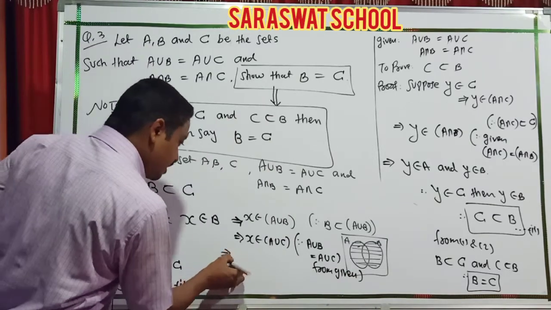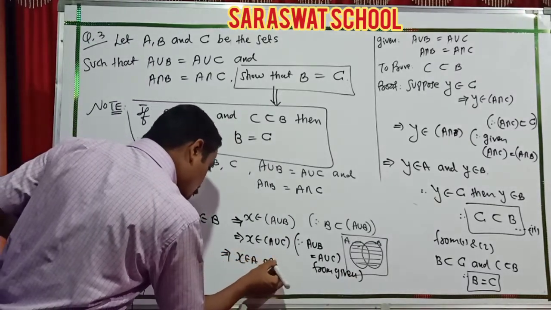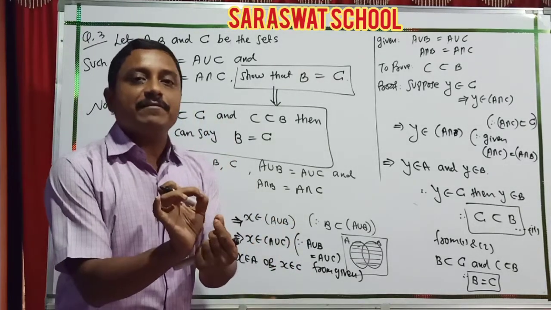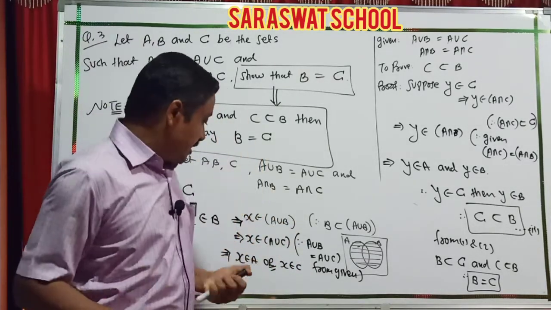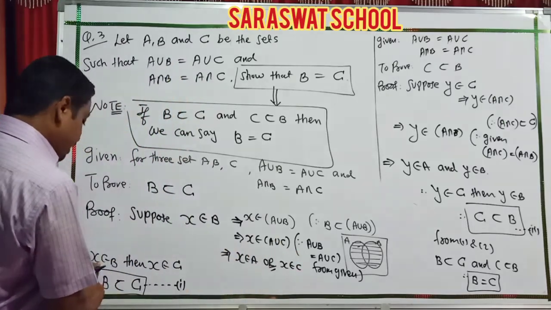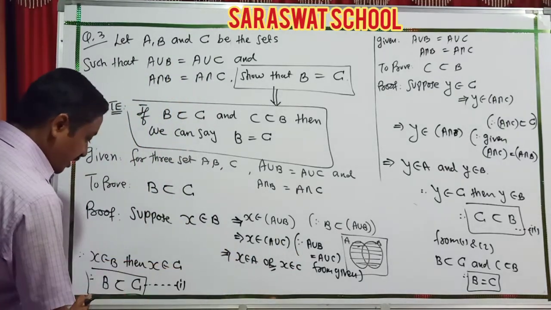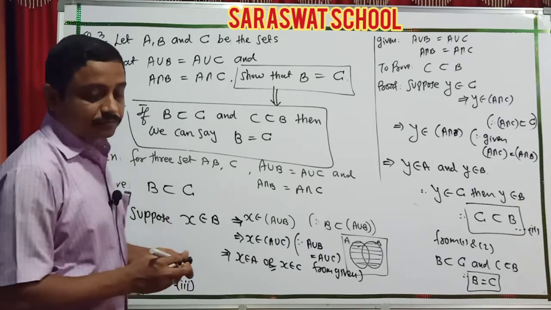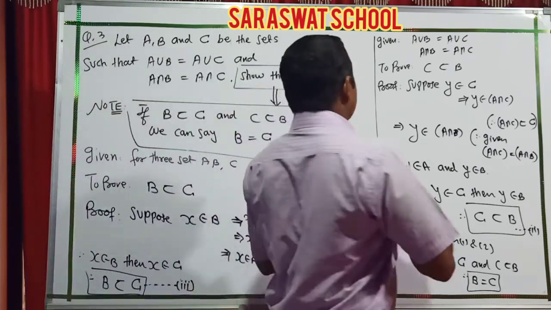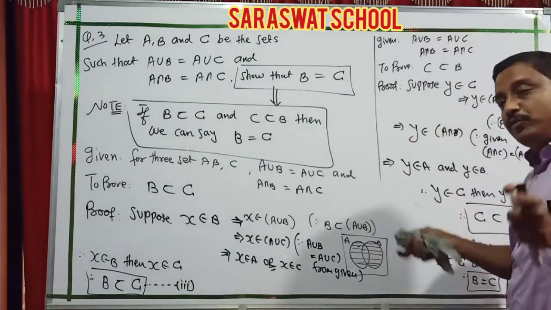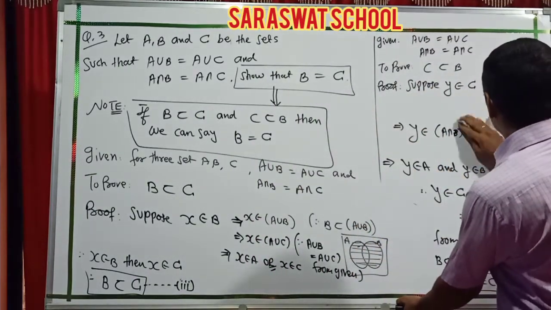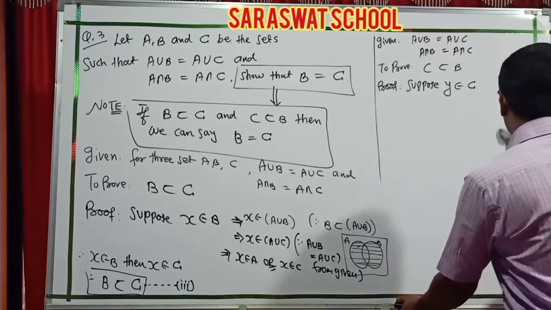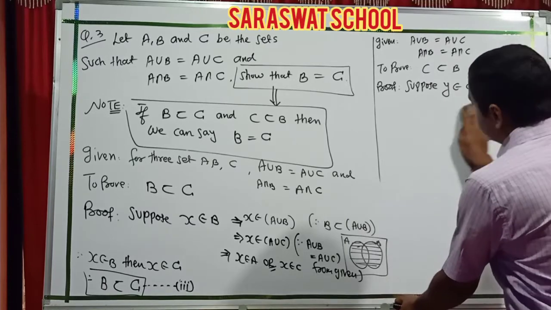So here I take x belongs to A or x belongs to C. Students, in the previous question I used AND, but here I use OR, and the same values. So here showing x belongs to B, then x belongs to C. B subset C. Here apply equation number 3. And in the second case also the same is used. Similarly, I show in union form but starting from C's side.